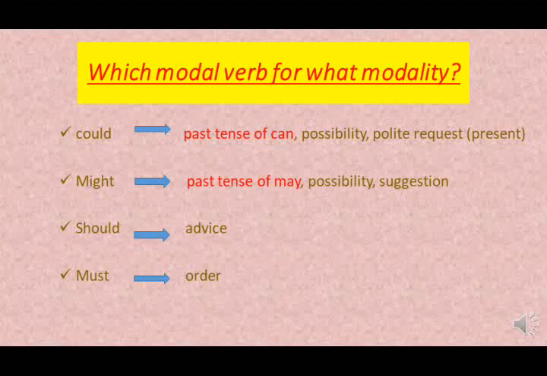So our third one is should. It is an advice. You should do that. You should do this. It is an advice. And the last one is must. So must is an order. You must do that. You must do your homework. You must go to the school. This is an order. So must is an example of the mood order.